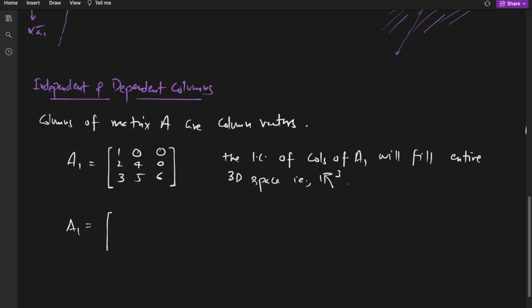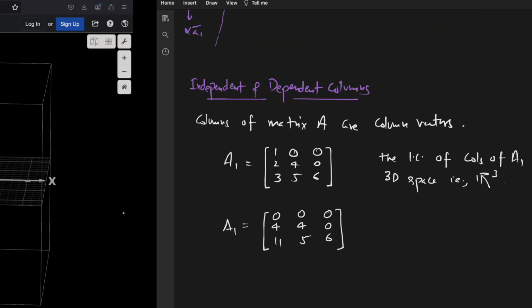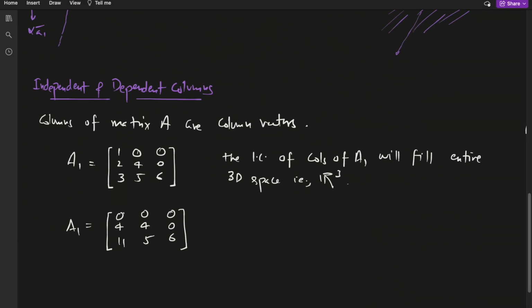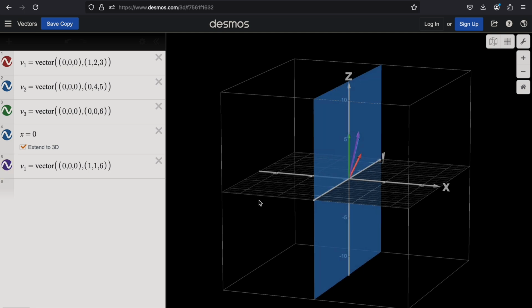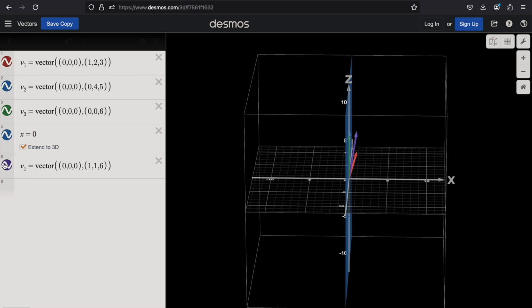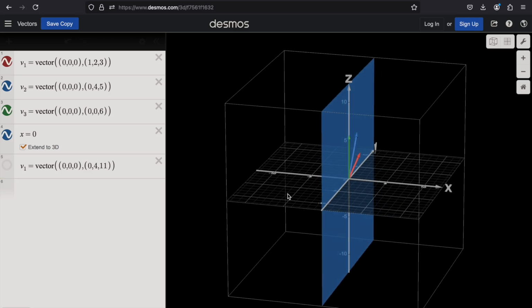But let us suppose instead of this we have this one: 0 4 5, 0 0 6, but the first column vector is not 1, 2, 3, but it's the addition of column 2 and column 3, so 0 4 and 11. Let us suppose this is the case, right?